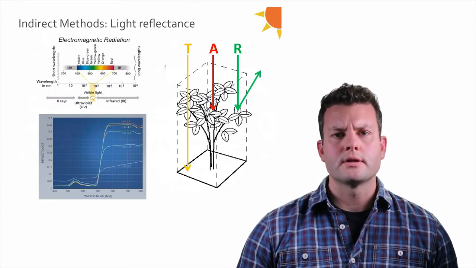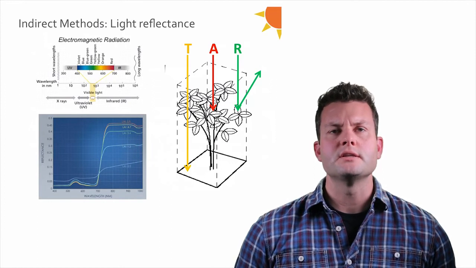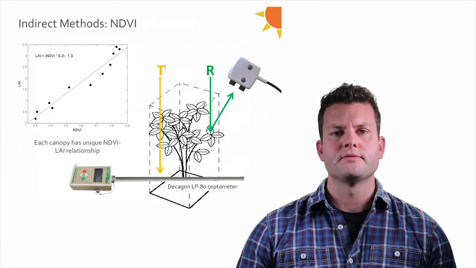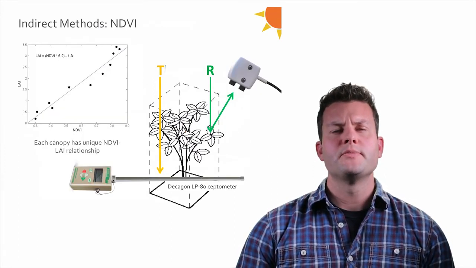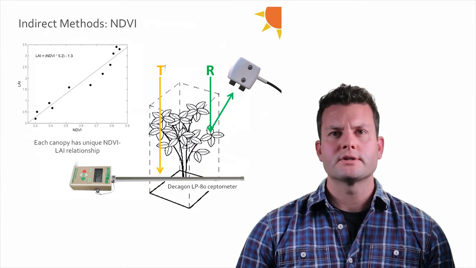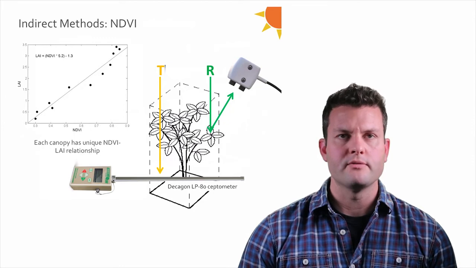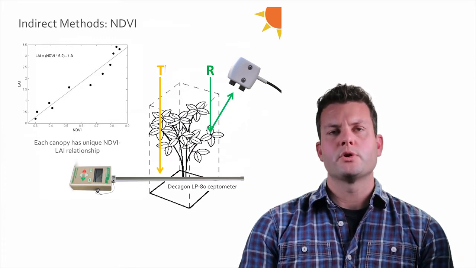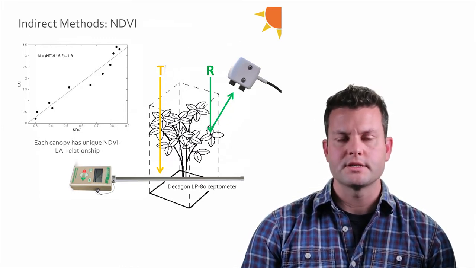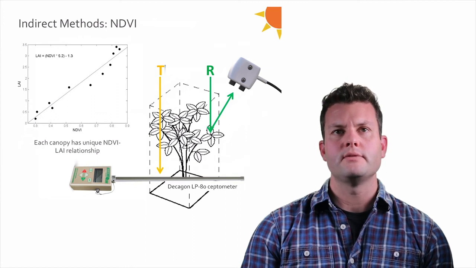And it turns out that there's vegetation indices or combinations of different bands that have been invented that allow us to estimate different biophysical canopy variables. So one of these that's pretty ubiquitous is the Normalized Difference Vegetation Index, or NDVI.